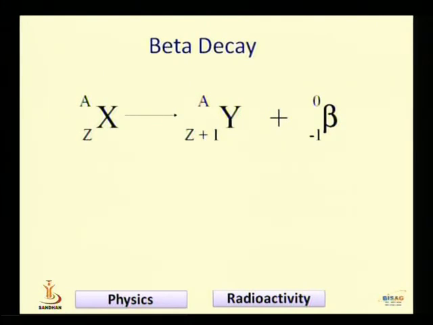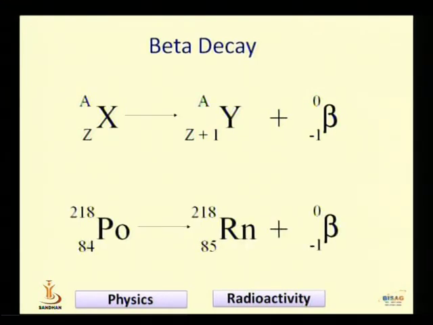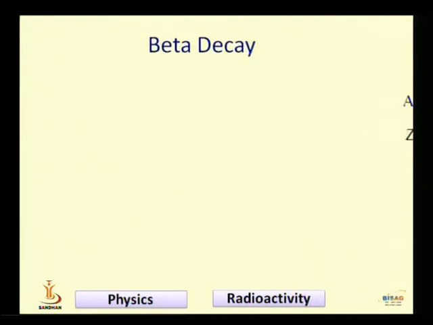The chemical formula of beta decay you can write in this way: when the beta decay occurs, the daughter nucleus gains one more proton, and that's why its atomic number changes from Z to Z plus 1. By this formula you can write this equation. Now I am giving you a small exercise on beta decay.